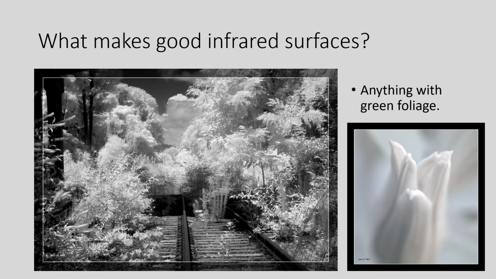Before getting into how infrared images are made with a digital camera, let's look at the surfaces that tend to make interesting infrared images. As a rule, anything with green foliage is going to reflect infrared light, so a lot of infrared photography features nature and plant-based scenes. The images on this slide are taken from the abandoned train tracks just outside of Saluda, North Carolina, and an emerging lily in my flower garden.